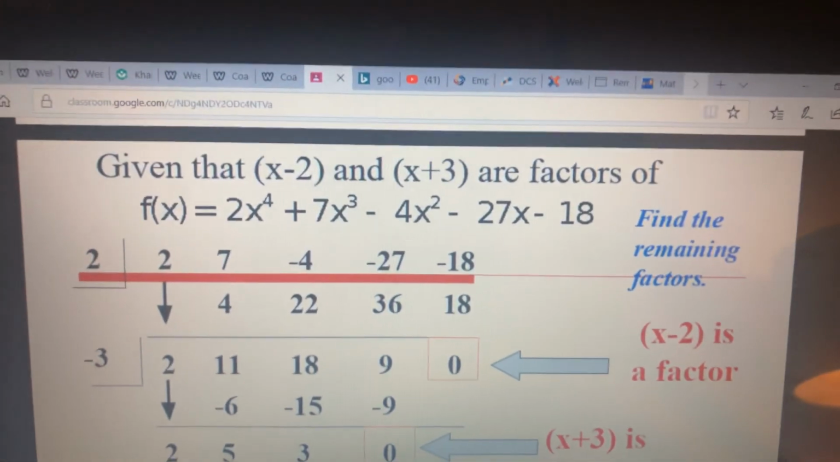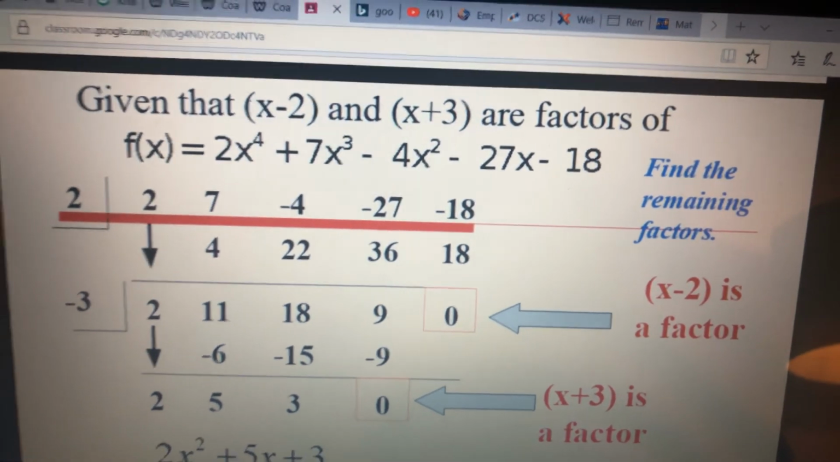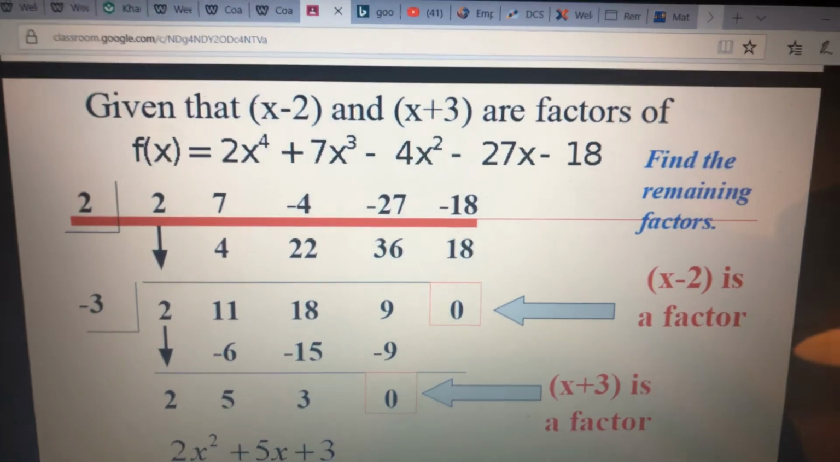Now, given that x minus 2, now this is another problem that we're going to work as well. So I will do that on the next video.